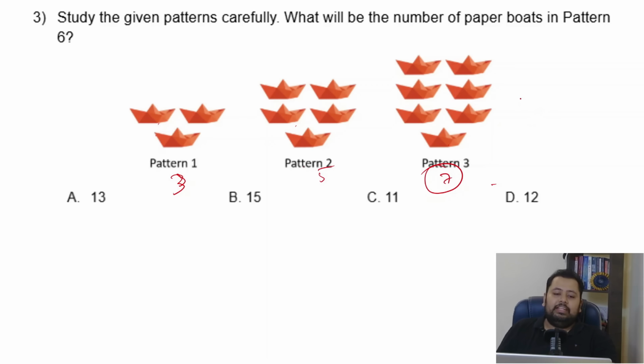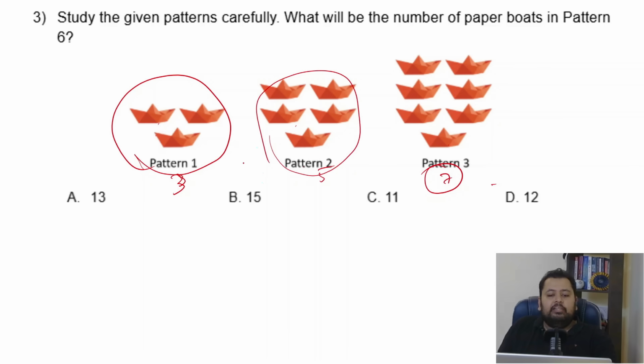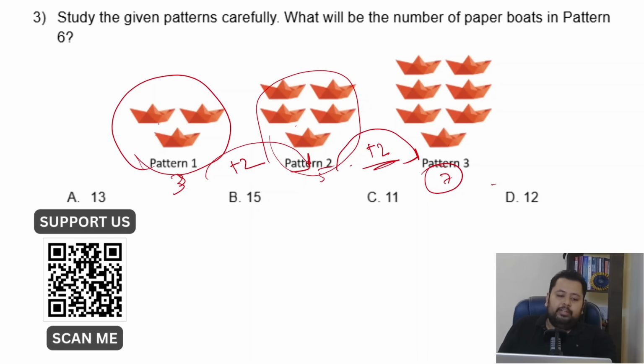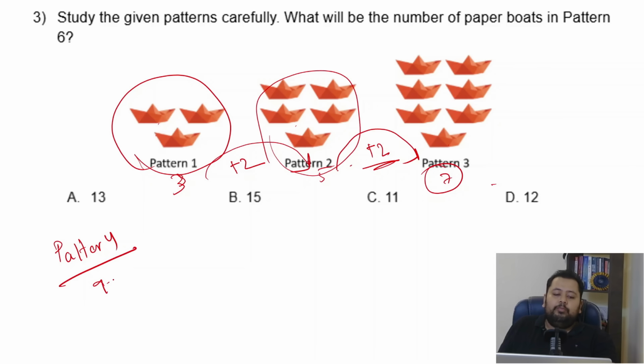I hope you got this one correct. So if pattern 1 has 3 boats, pattern 2 has 5 boats, right? So from 3 to 5, we are jumping by 2, that is plus 2. From 5 to 7, we are again jumping by 2, that is plus 2. So when pattern 4 is done, there will be 9 boats, right? Again, the jump from pattern 3 is plus 2, that is pattern 4 has 9 boats.